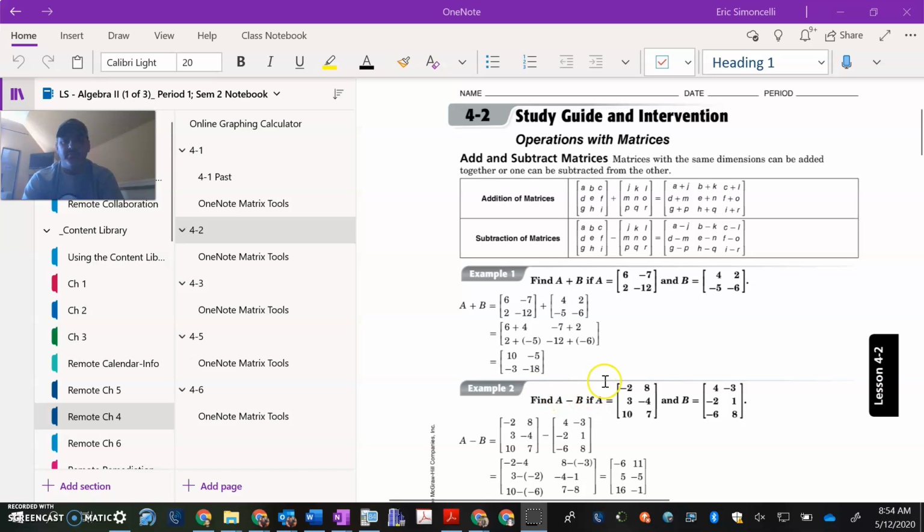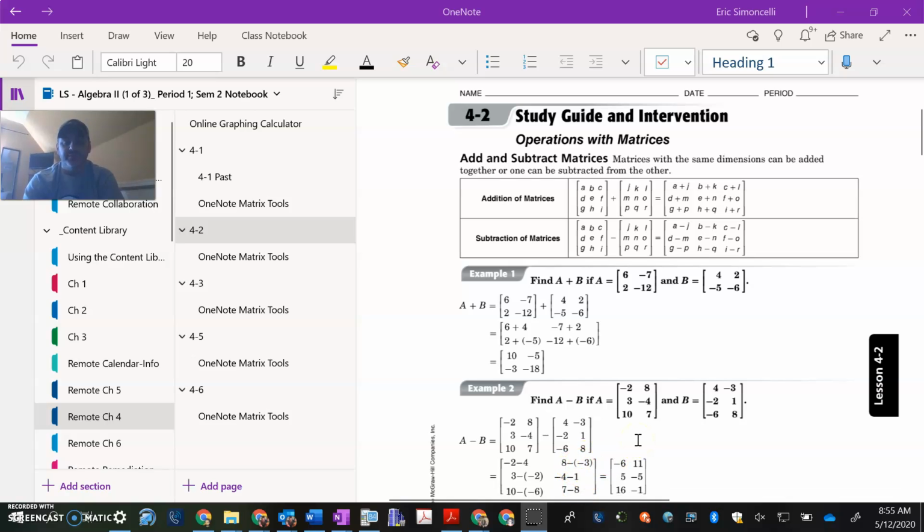Example 2. Just as I was saying, you can add but also subtract matrices. This matrix A is a 3 by 2, and this matrix B is also a 3 by 2. So matrix A minus matrix B: negative 2 minus 4, continue, 8 minus negative 3, 3 minus negative 2. Be careful with the signs when you're doing this. Then negative 4 minus 1, to finish that second column, and then lastly 10 minus negative 6, and then 7 minus 8.